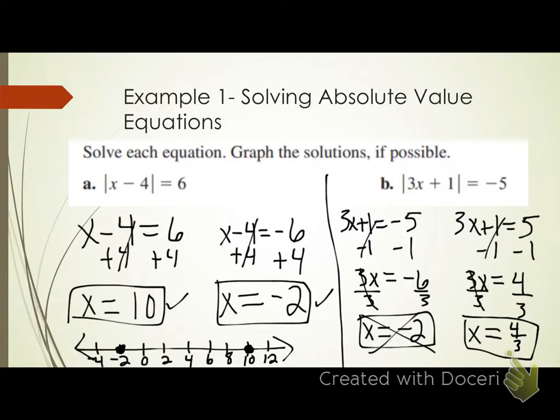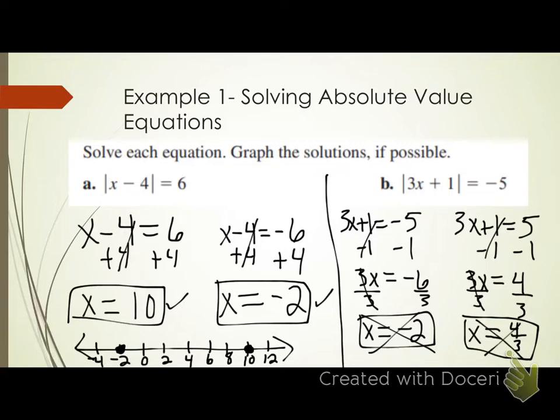Okay? Let's try this solution that we got. Plug in 4/3. 3 times 4/3 will give me 4. What's 4 plus 1? 5. What's the absolute value of 5? 5. Does 5 equal negative 5? No. Uh-oh. We made a mistake here.